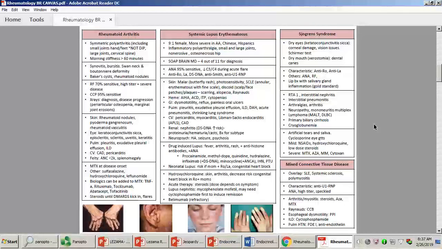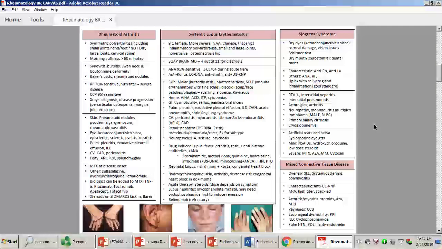X-rays, I've seen again in a lot of mix-ups them describing X-ray findings, and you guys being able to understand which X-ray findings are seen with which disease of the joints. So if they start talking about periarticular osteopenia and marginal joint erosions, you think RA specifically, okay?